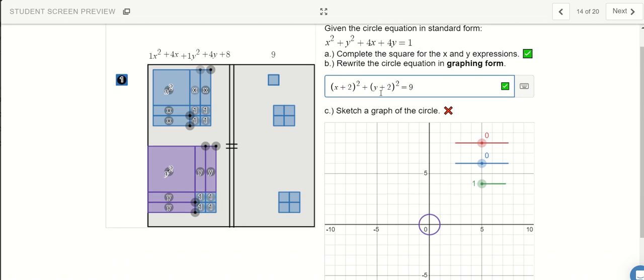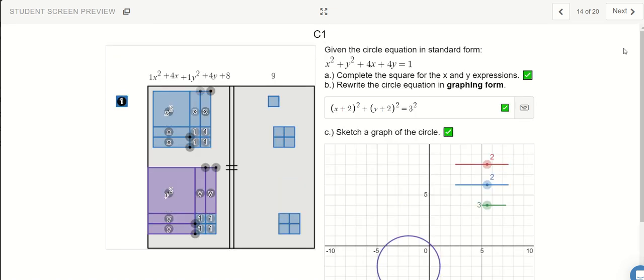All right, so now that we have our equation, and it's in graphing form, we know what the graph is going to look like. I know that 3 squared is 9, because 3 times 3 is 9. So I can shift this plus 2, which is moving left. Plus 2 for the y is moving down. I'm going to switch it to have a radius of 3. Okay, that's what the graph looks like.